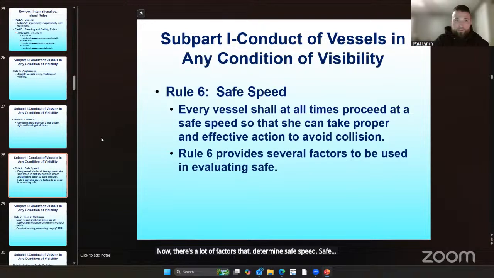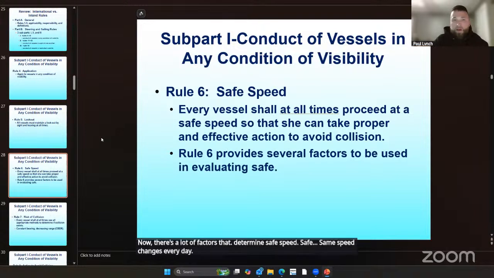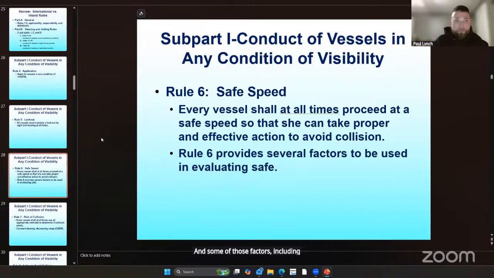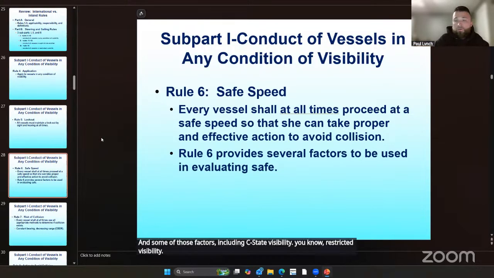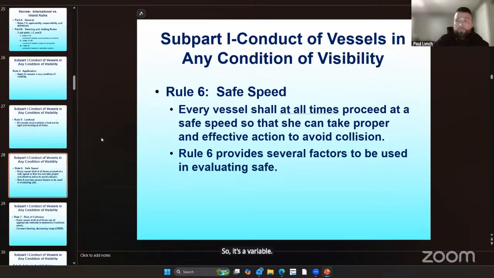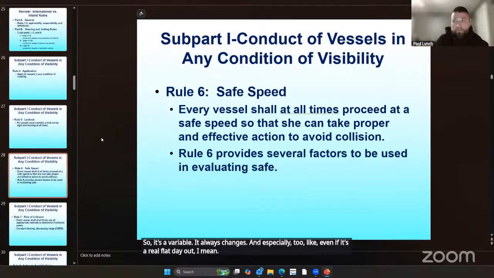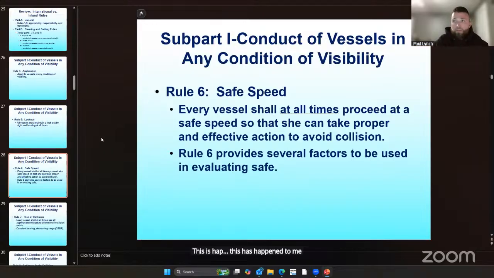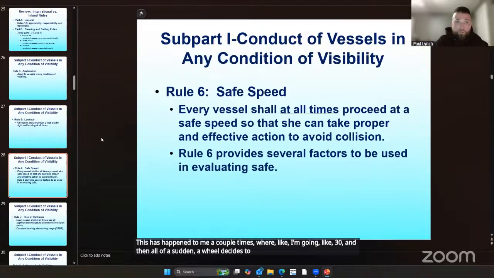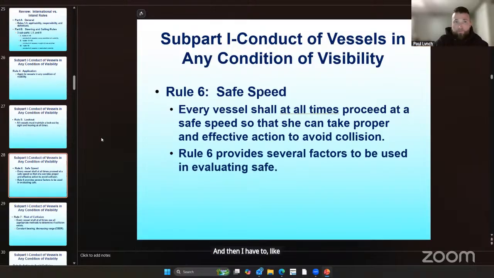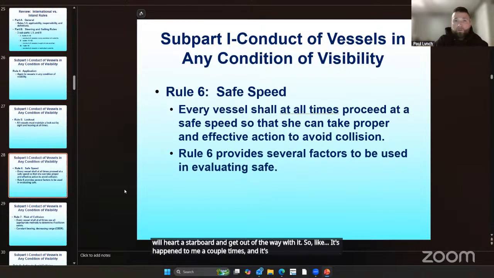Safe speed changes every day. Some of those factors include sea state, visibility, restricted visibility. So it's a variable. It always changes. Especially too, even if it's a real flat day out, this has happened to me a couple times where I'm going like 30 and all of a sudden a whale decides to breach right in front of the boat. And then I have to really turn the wheel hard to starboard and get out of the way with it. It's happened to me a couple times and it's the most sketchy thing ever.